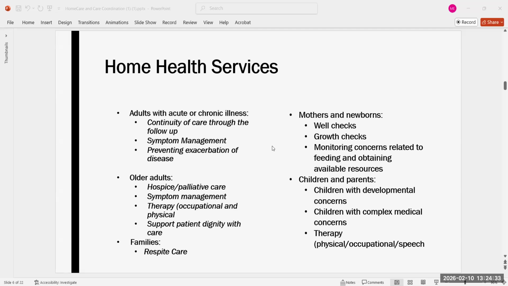Home health services could also be geared towards moms and newborns, so this could be like well checks, growth checks, or if there's any concerns related to feeding, or if the new mom and family, new parents, need additional resources, that can also be connected with them when looking at the outpatient center versus the home. Or children and parents, like children with developmental concerns or children living with complex medical concerns. And then therapy could also come into the home. That could include physical, occupational, and speech.